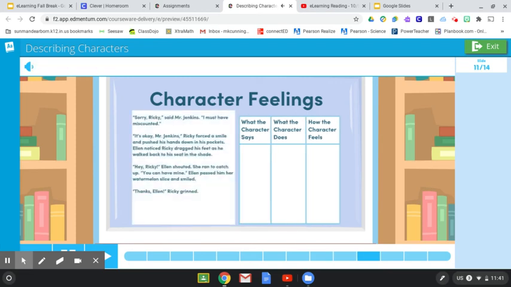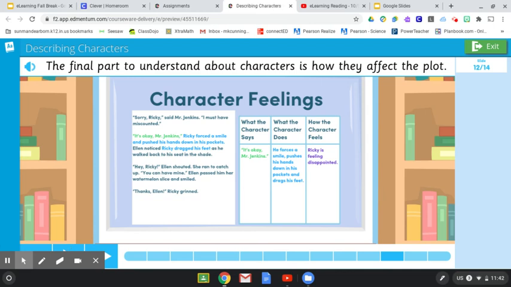In the passage, Ricky says, "It's okay, Mr. Jenkins," when there is no watermelon left. It sounds like he is being polite and trying to make sure Mr. Jenkins doesn't feel bad. When Ricky walks away, the text tells us Ricky forces a smile, pushes his hands down in his pockets, and drags his feet. What Ricky says and his actions are clues that he is feeling disappointed. Now, the author did not come out and say Ricky is feeling disappointed, right? So we're using that evidence to figure out how he is feeling.